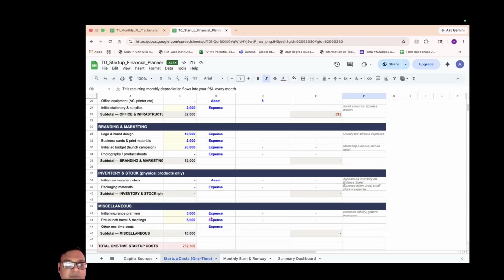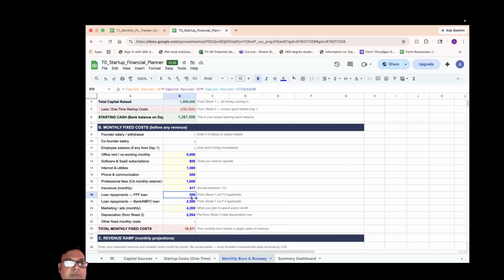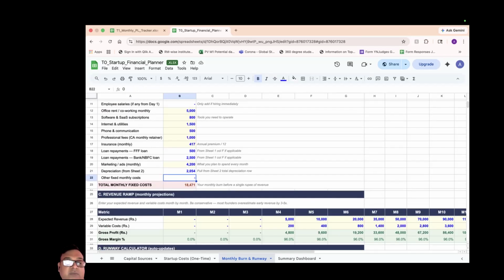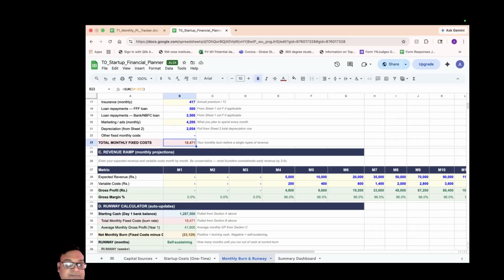And by the way, what is this 500? This is the interest amount. Please remember, this is the interest amount. And then the loan repayments, or the bank NBFC loan, 2,500. Marketing ads, this is what we are planning, 4,200. There's a depreciation from the other sheet that we actually saw, 2,054. So total fixed cost is 18,471. This will always be there.